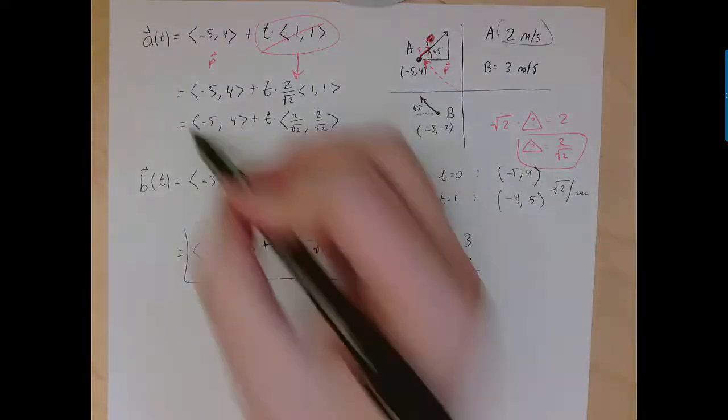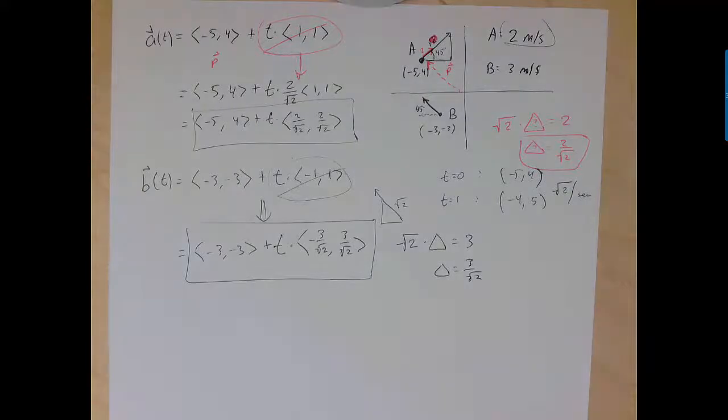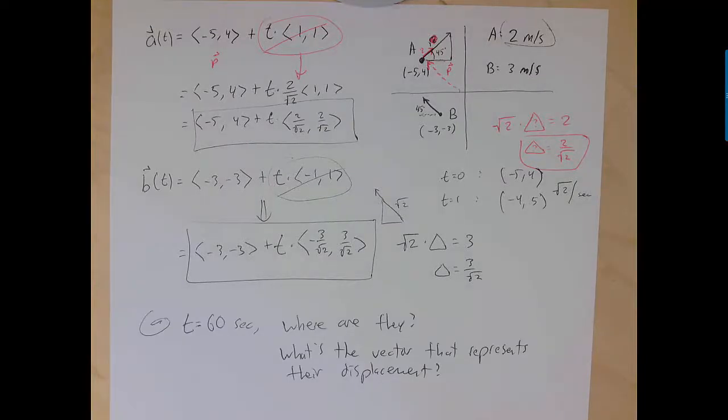All right, so far so good. So I've got an equation for person A's position, and I've got an equation for person B's position. The last part of the question asks, at a particular time, 1 minute later, at 60 seconds, where are these people? And what's a vector that describes the displacement from one to the other one?